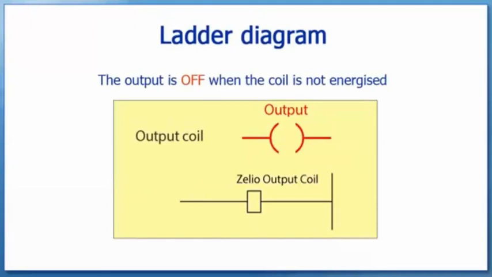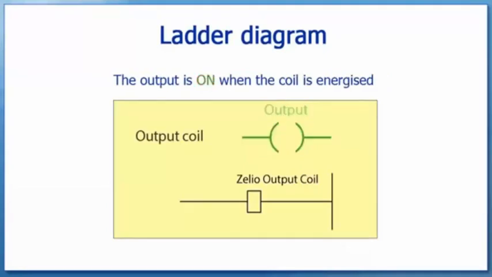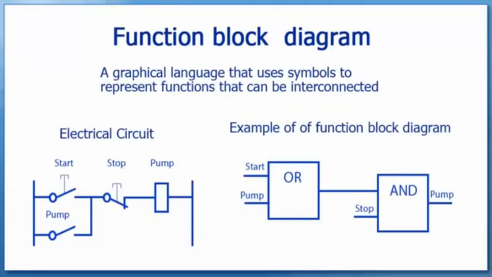The output coil is off when the coil is de-energized. The output is on when the coil is energized. A function block diagram is a graphical language that uses symbols to represent logic functions and other library functions. Here is a function block diagram of a start-stop circuit. The two contacts in parallel are represented by the OR gate, and the stop in series is the AND gate.